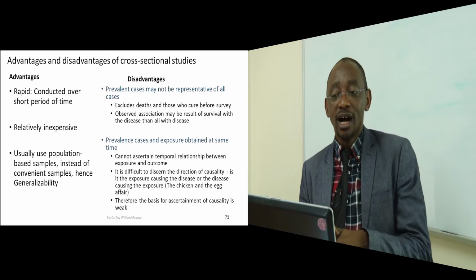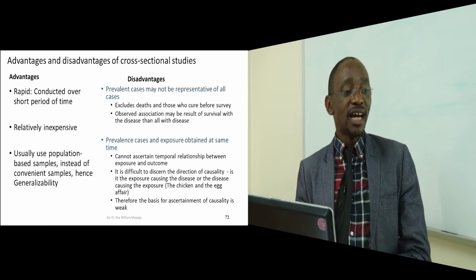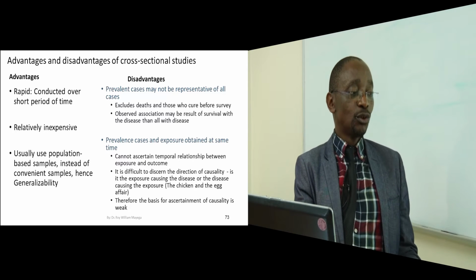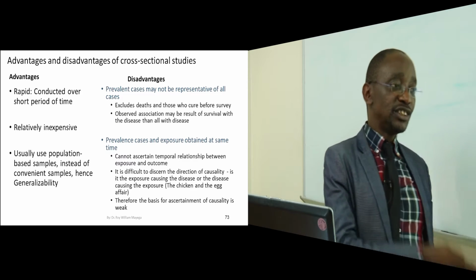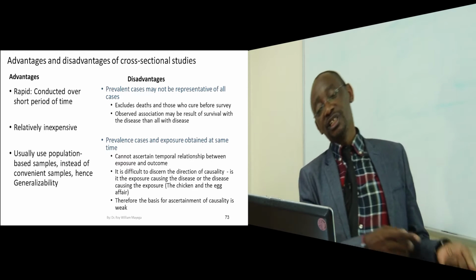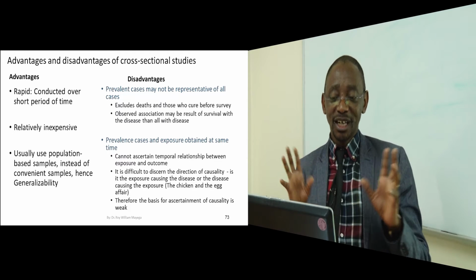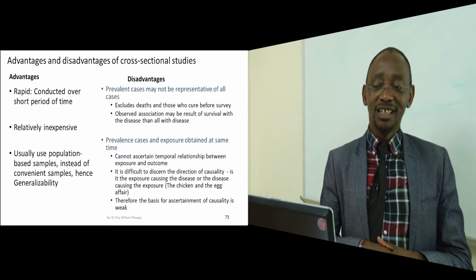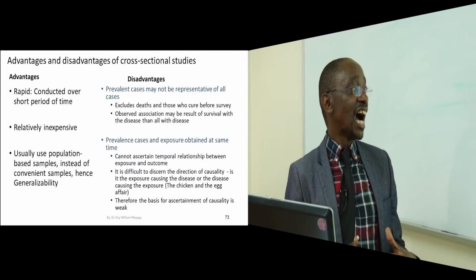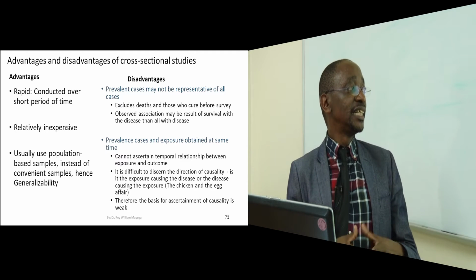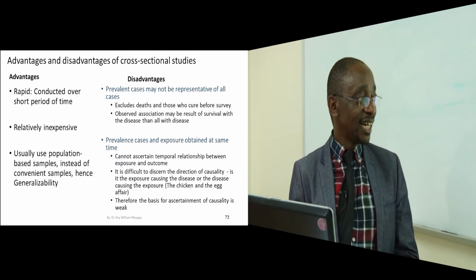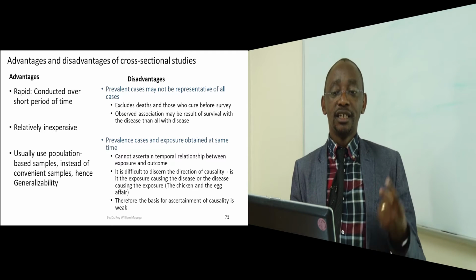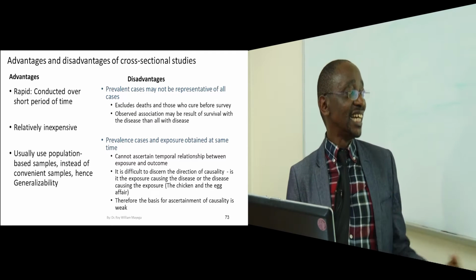So you cannot be sure which one caused the other, whether it's the high blood sugar that caused people not to exercise or to do physical activity, or it is the lack of physical activity that led to the high blood sugar. And we usually use the term, the chicken and the egg affair. We are not sure whether the chicken was created before the egg or the egg came first. So the basis for ascertaining causality is weak.